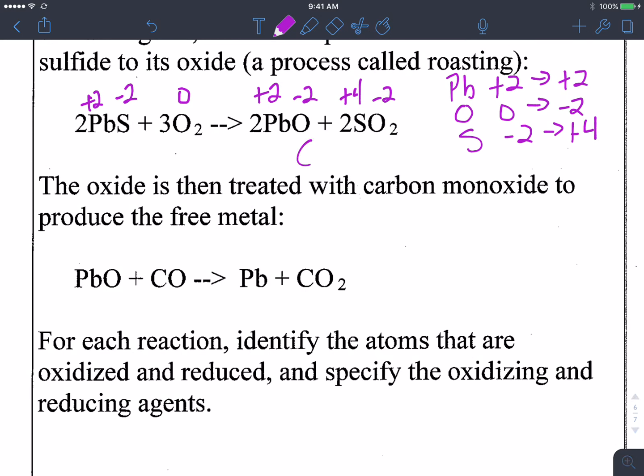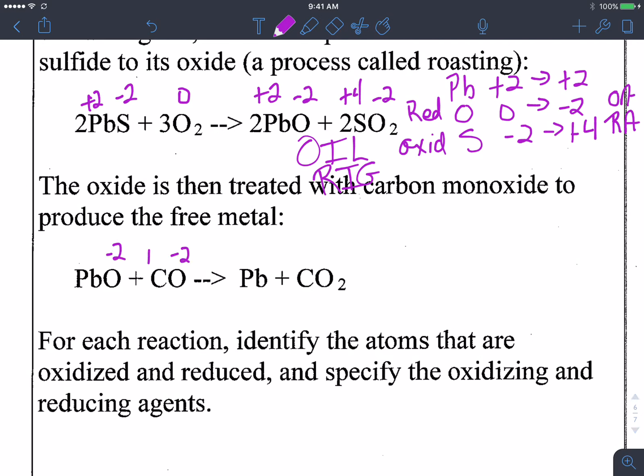So now let's take a look at this. OIL, oxidation is loss of electrons. That means it's becoming more positive. That's our sulfur. RIG, reduction is gain of electrons. It's becoming more negative. That's the oxygen. And then which one's the oxidizing agent? The one that's being reduced. Which one's the reducing agent? The one being oxidized. Go down and do the next one.